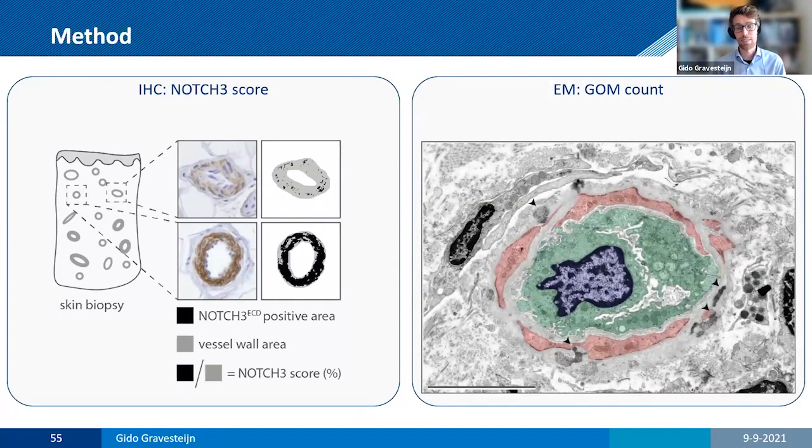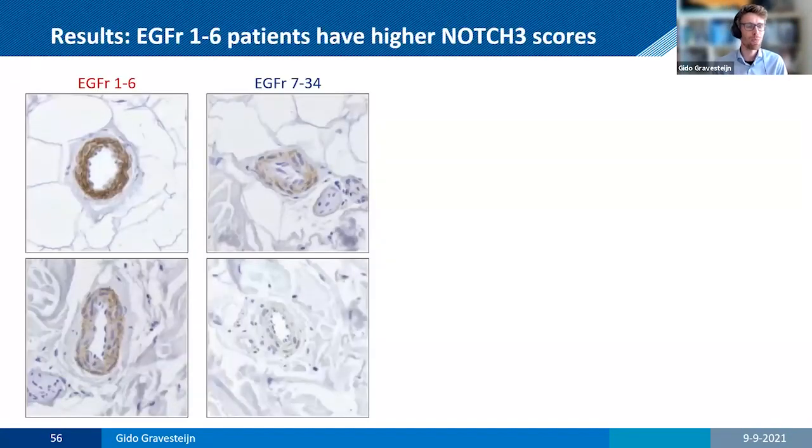Yeah, and well, this is manual work. So in the first year of my postdoc project, we assessed over 500 blood vessels and counted GOM deposits. And we really hoped to finally find something nice and perhaps even statistically significant. And on the next slide, you can already see that we found it, because we immediately identified that patients with an EGFR 1 to 6 mutation actually have much higher NOTCH3 aggregation levels than EGFR 7 to 34 patients.